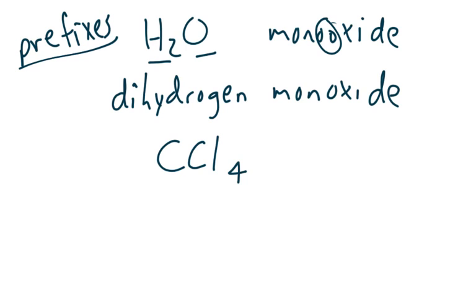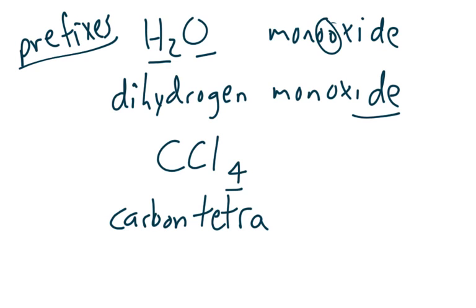So here we've got carbon and chlorine. Now there's only one carbon, so we're not going to use mono. We're simply going to call it carbon instead of monocarbon. The prefix for 4 is tetra. So this one is going to be tetra. And then remember, chlorine will become chloride. That second nonmetal always has to end in "ide." So it's carbon tetrachloride, just like that.